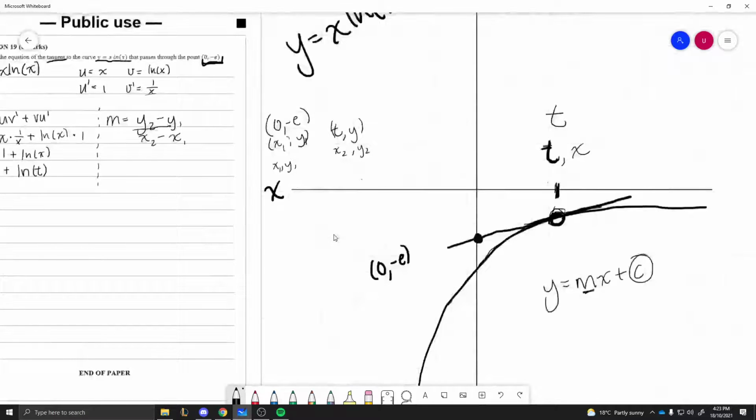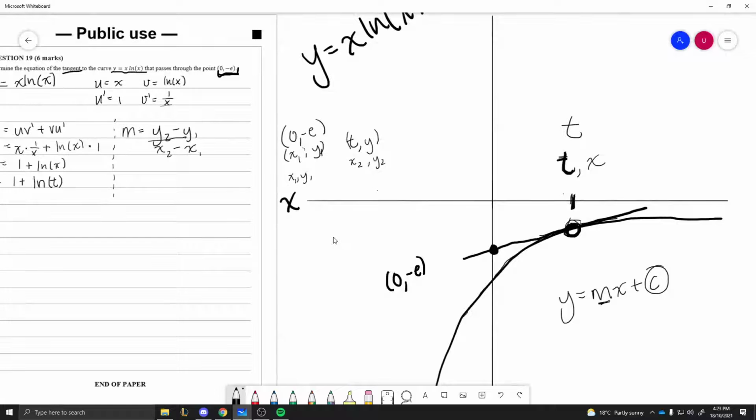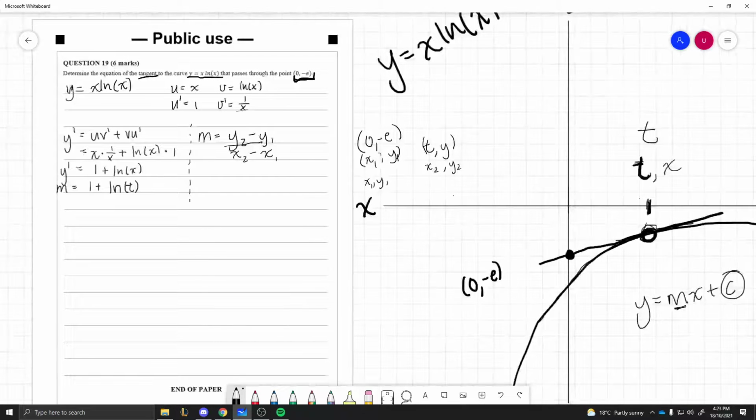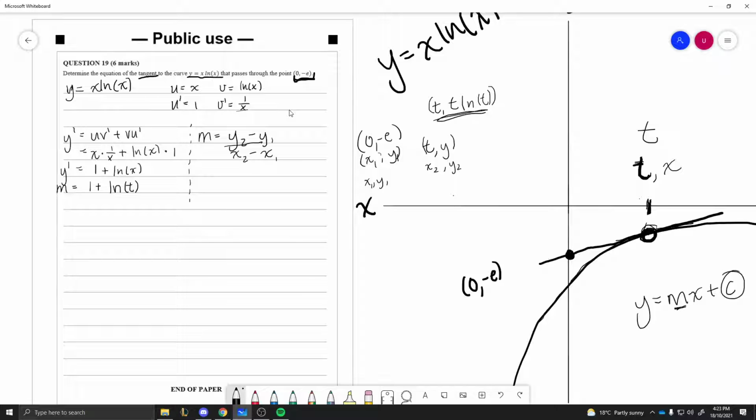So let's take the second point by doing that. That would mean that if x is equal to t at that point, your point of tangency, as QCAA call it, would be at t, comma, and then you need to sub x into this. So t, t ln of t. So that is the point of tangency, which we can find using this equation.